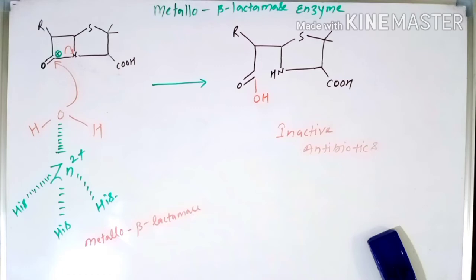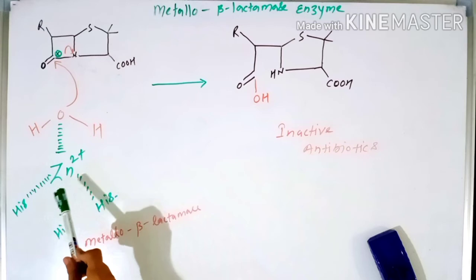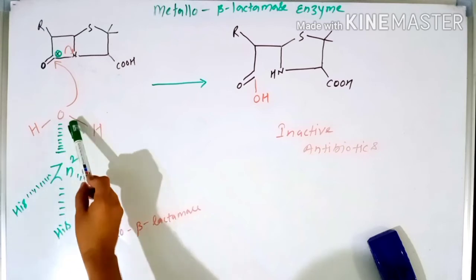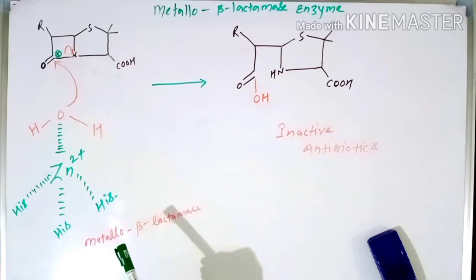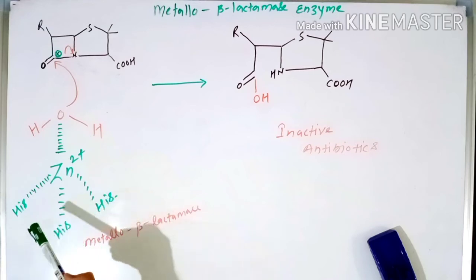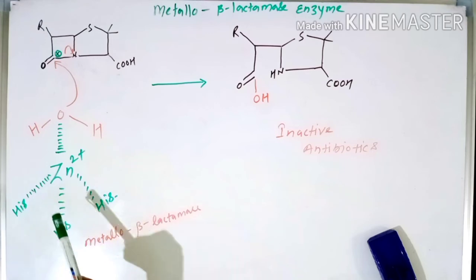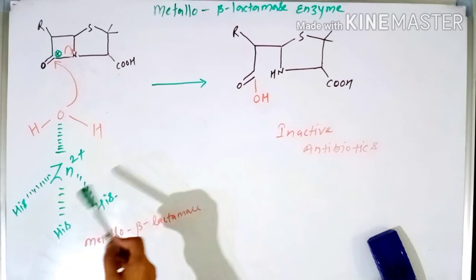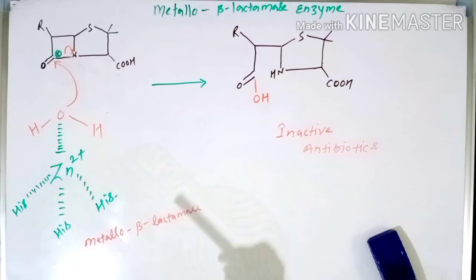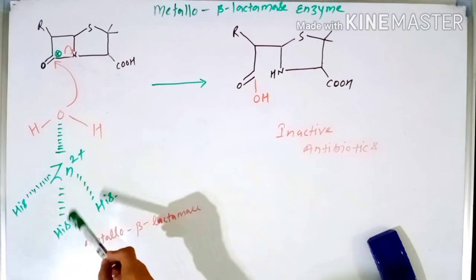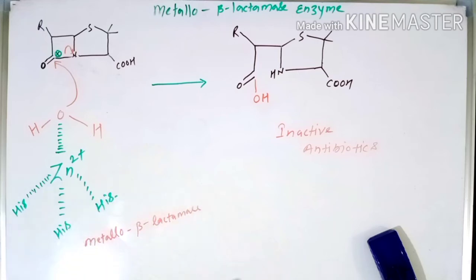Metallo-beta-lactamase enzyme utilizes a bound zinc 2+ ion to activate this water molecule for hydrolytic attack of the beta-lactam ring. Metallo-beta-lactamase has 1 or 2 zinc 2+ ions rather than a serine at the active site. So this enzyme does not have a serine residue at the active site. It has zinc 2+ ion at the active site, which is bound to histidine amino acids.